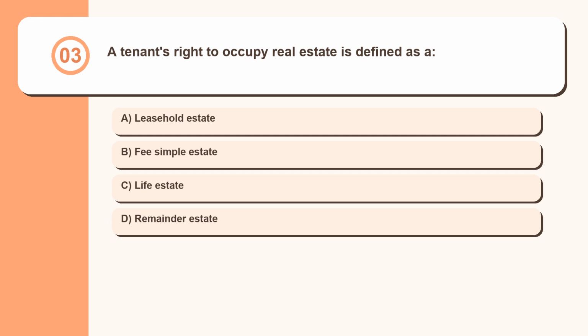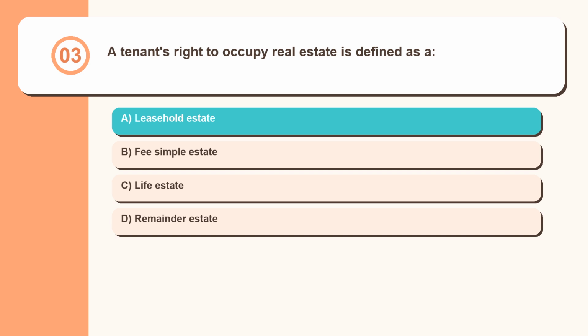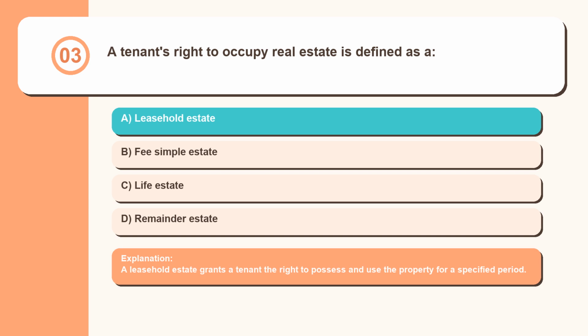Question 3. A tenant's right to occupy real estate is defined as a leasehold estate, fee simple estate, life estate, remainder estate. A leasehold estate grants a tenant the right to possess and use the property for a specified period.